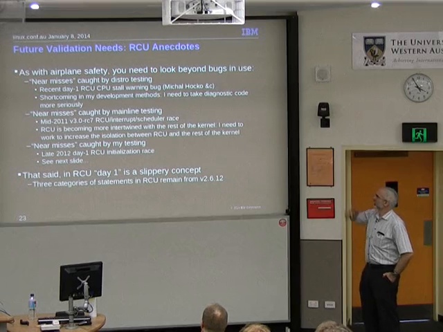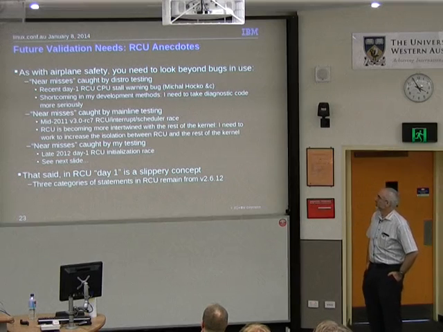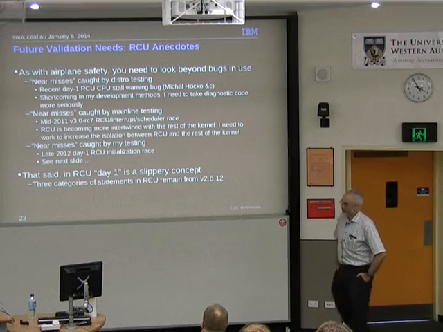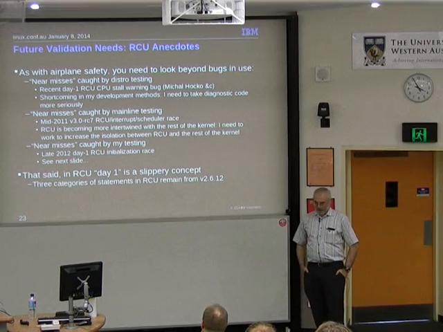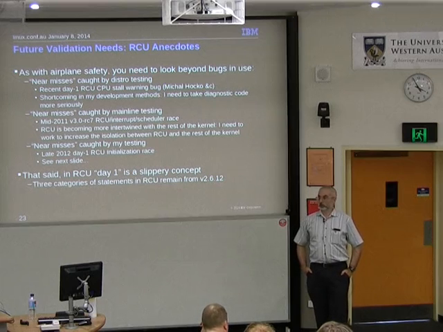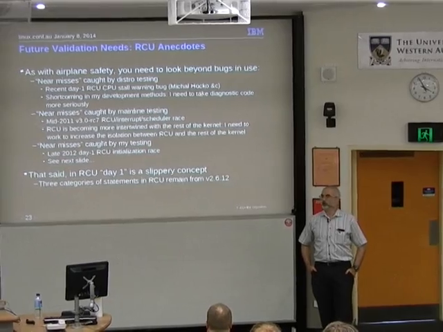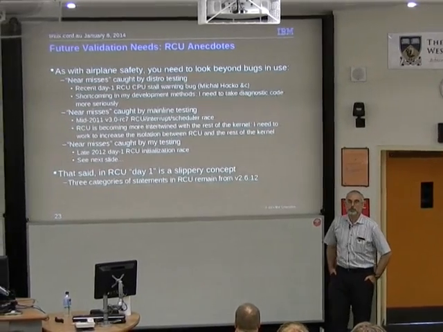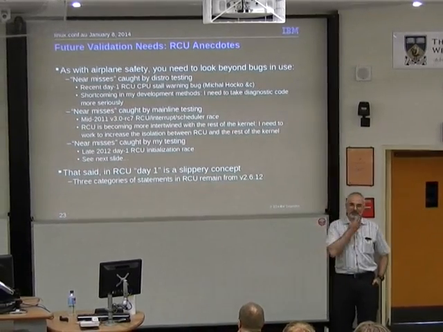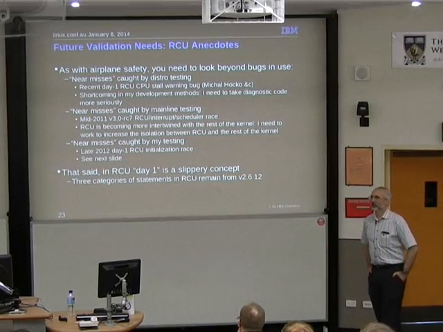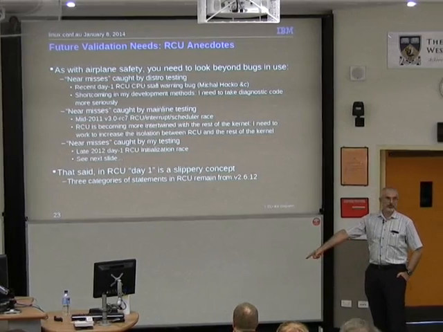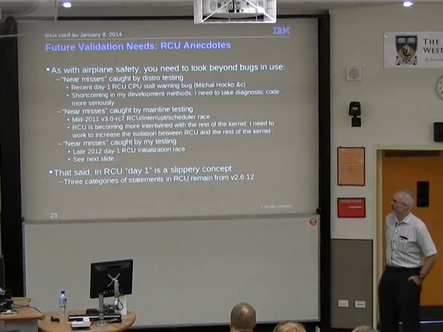Some near misses. One was an RCU CPU stall warning bug. It was a shortcoming in my development methods. The way this works is that if a CPU does something like spin with interrupts disabled for like 21 seconds, which is a long time to have interrupts disabled, and this does happen from time to time, RCU complains and says, that CPU is not talking to me. Maybe you need to take a look at it.